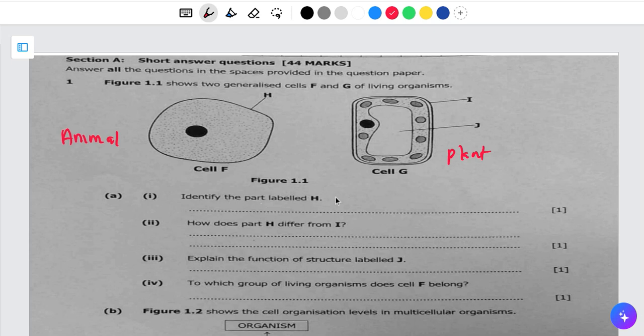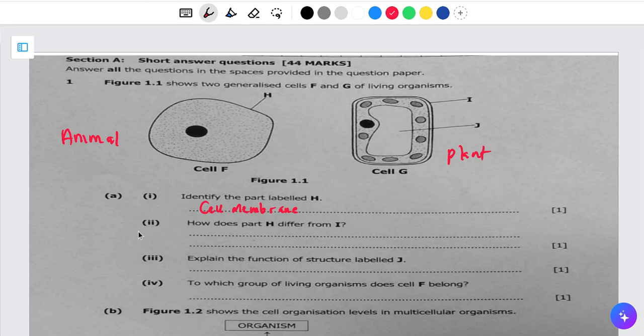So identify the part labeled H. Part labeled H is called the cell membrane. And what is the function of the cell membrane? It is to select what goes in and out of the cell. And therefore, this one is called the selectively semi-permeable membrane.